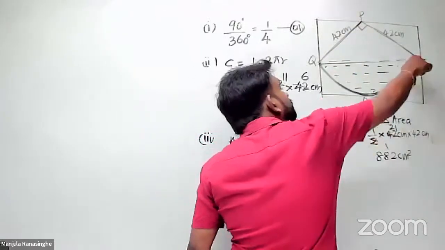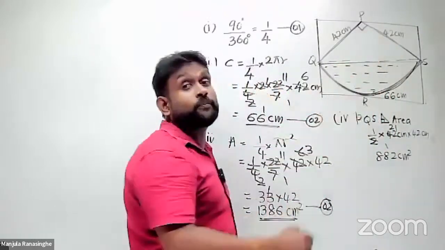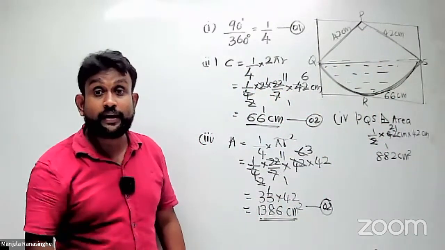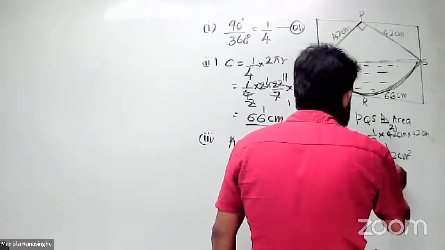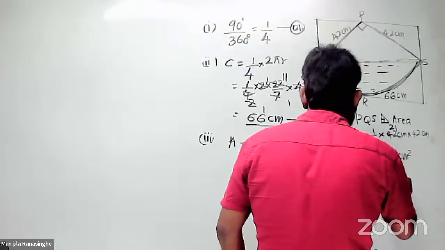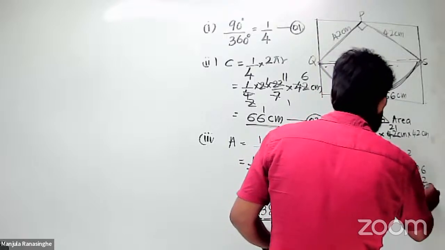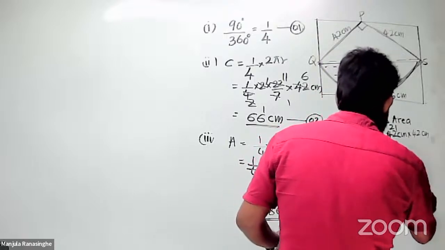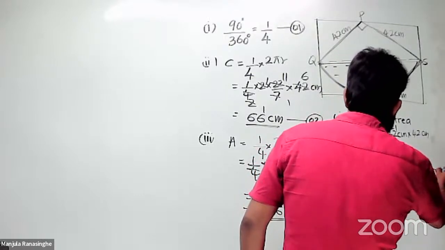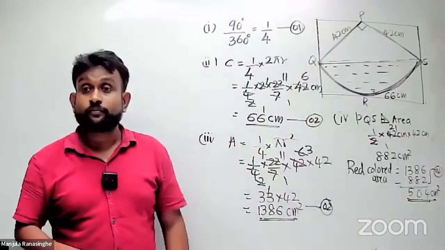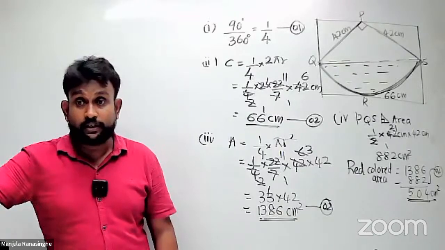Now you know the area of this total figure and this area. Just subtract that area from the total area, then the red color area is given. To write the red colored area, subtract 882 square centimeter from 1386. That is 504 square centimeters. Then you have another 2 marks there.